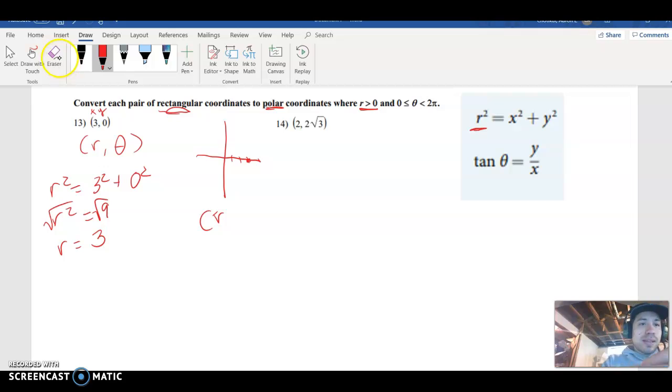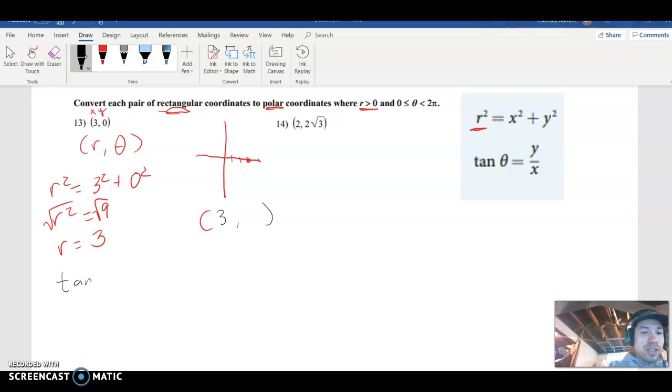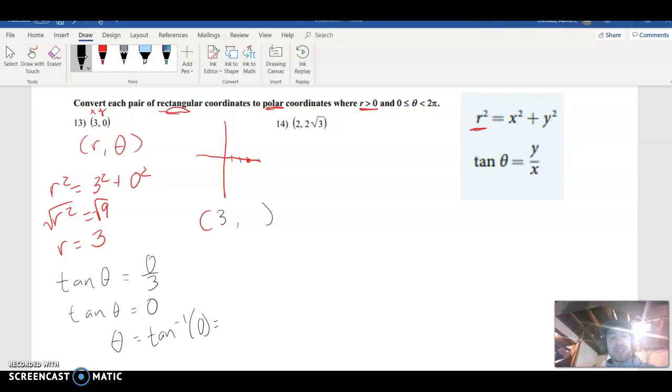Oh, let me erase that. Got ahead of myself there. Our R value is going to be 3. Now to find theta, we take tangent of theta is equal to y over x, so 0 over 3. So tangent of theta equals 0. So to get theta, we take tangent inverse of both sides, which we'll use the calculator for. Make sure you are in radian mode here.